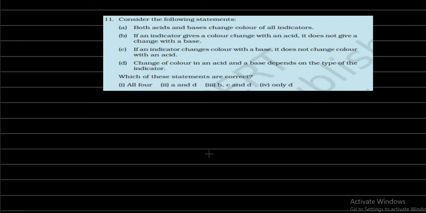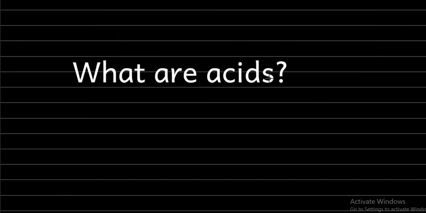So what is the next thing? Change of color in an acid and a base depends on the type of the indicator. This is true, right? This last statement, only D is true. This is the correct statement whatever they have given, right? And these are some extra questions which you can refer. Extra questions. These are the questions which are not there in your exercise part.